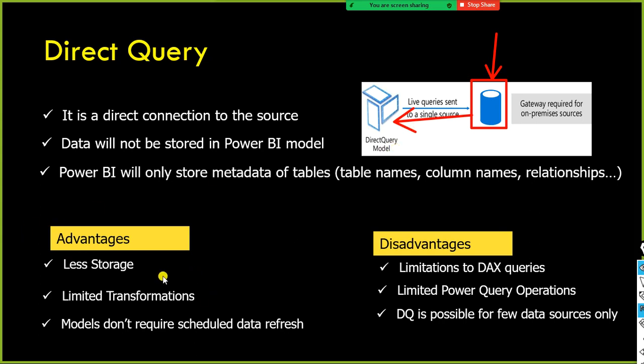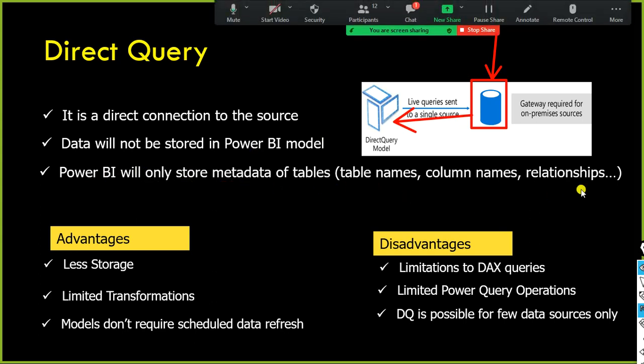The advantage here is, obviously, it requires less storage. In your Power BI desktop, you don't have to download the data, hence it doesn't require disk and memory space. In the case of direct query, it will only store the metadata of tables: the table names, column names, and relationships also.